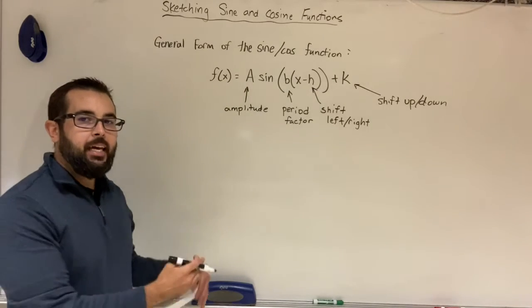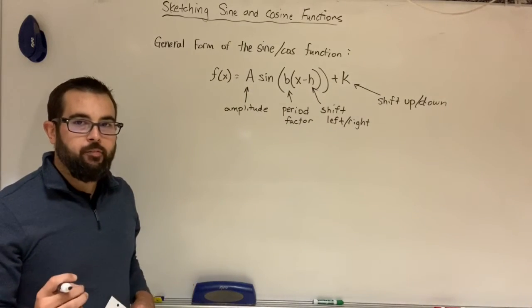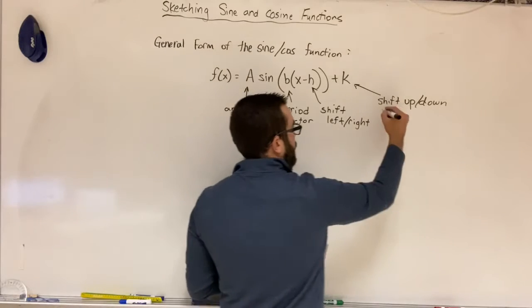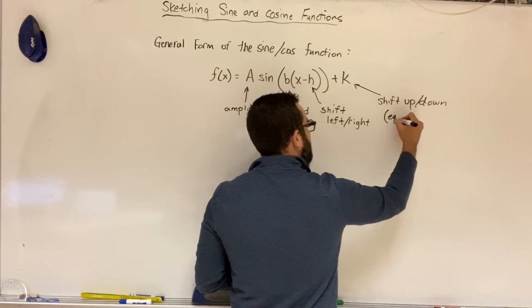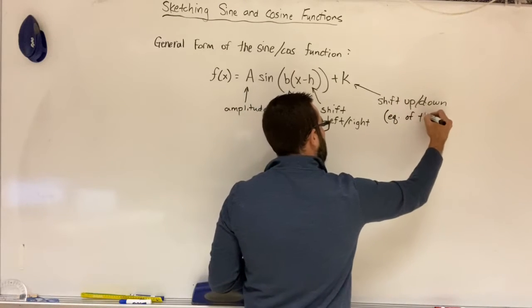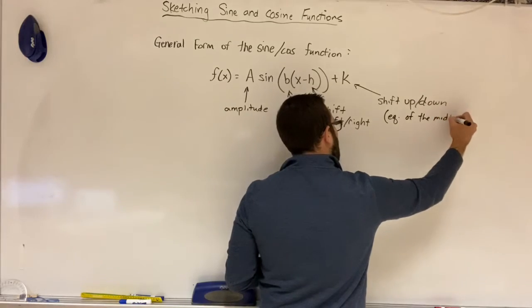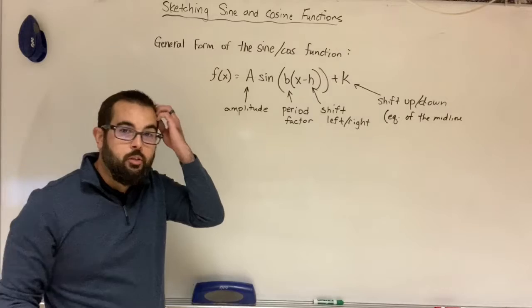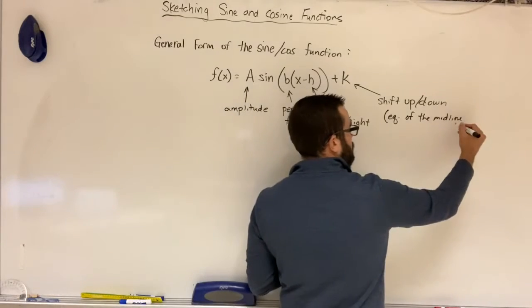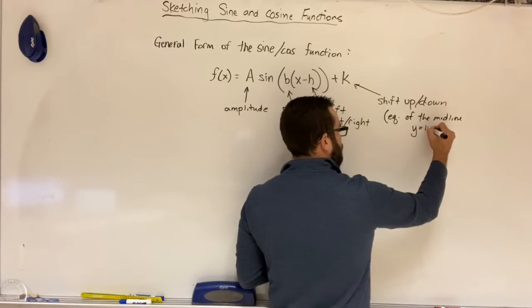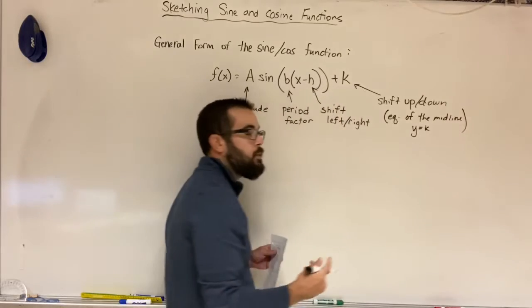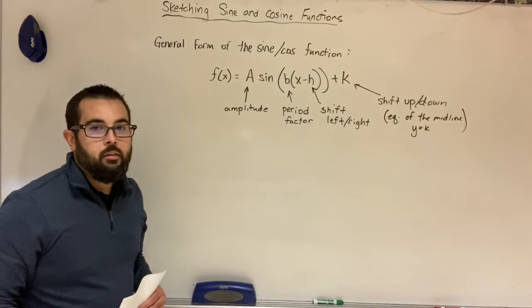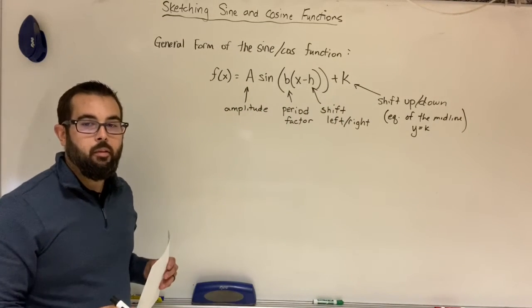All right, but that K is actually going to be something specific for trig functions. K is the equation of the midline. So that K value tells you the equation of your midline, and your midline is just going to be of the form y equals K, since it's that horizontal line.